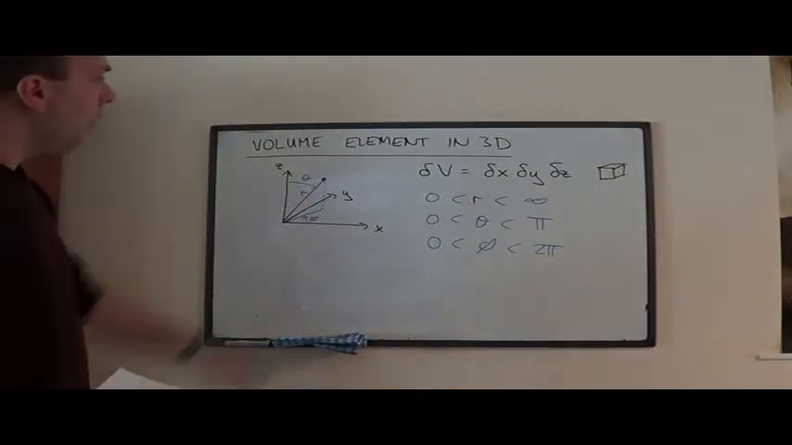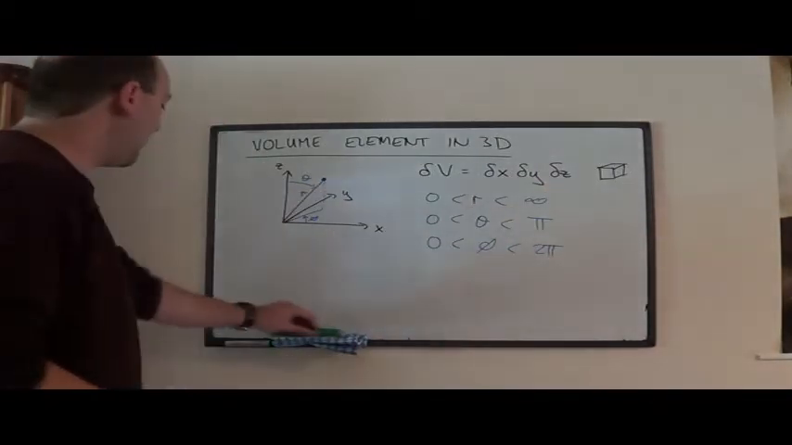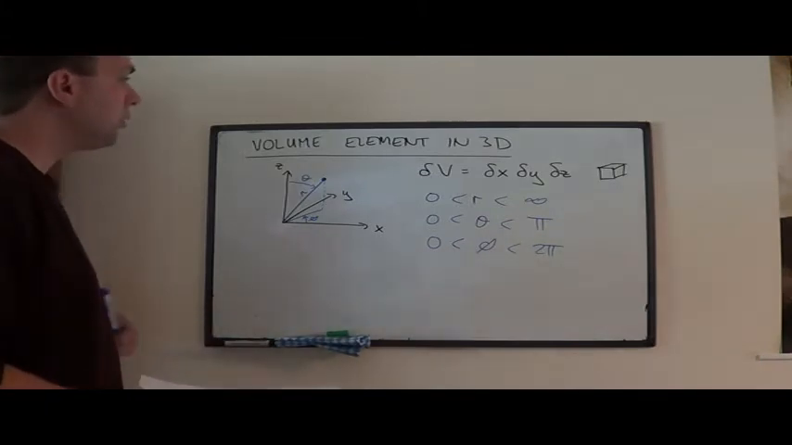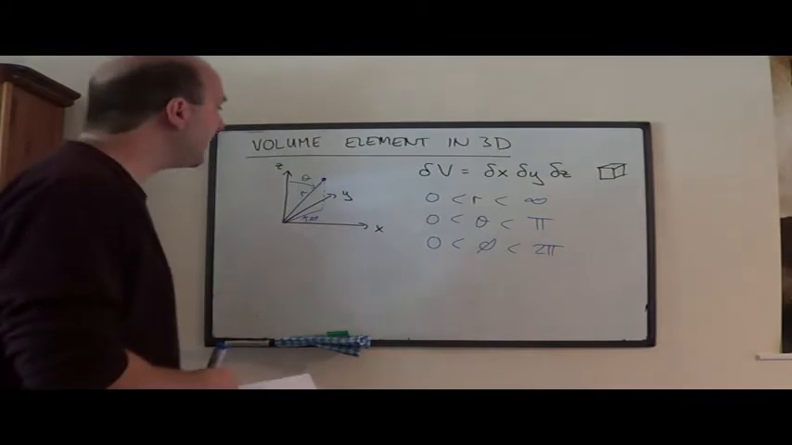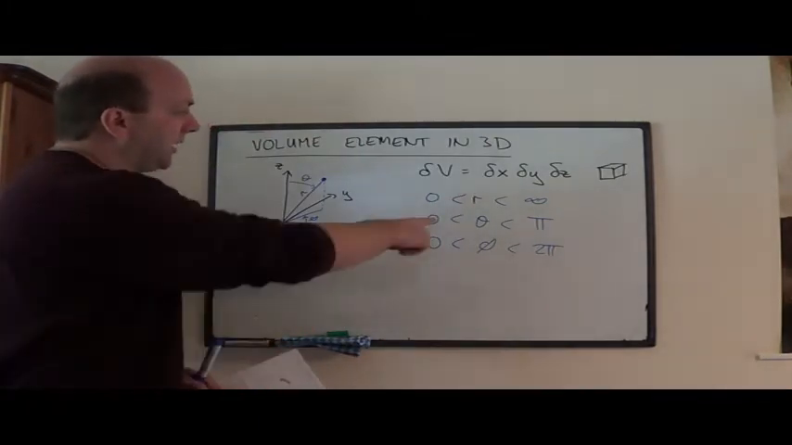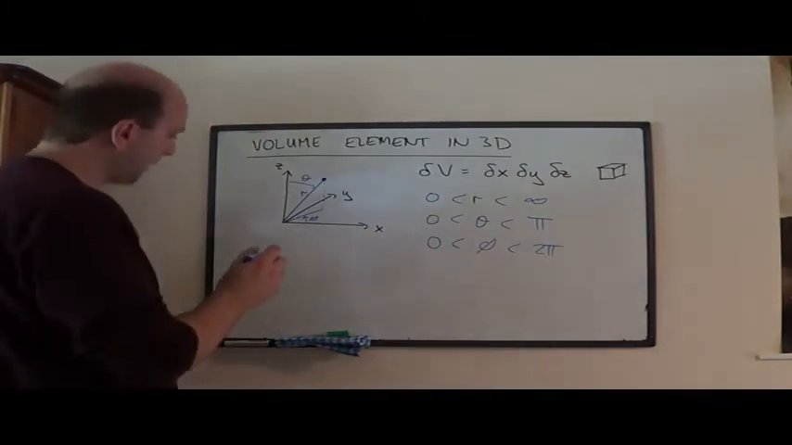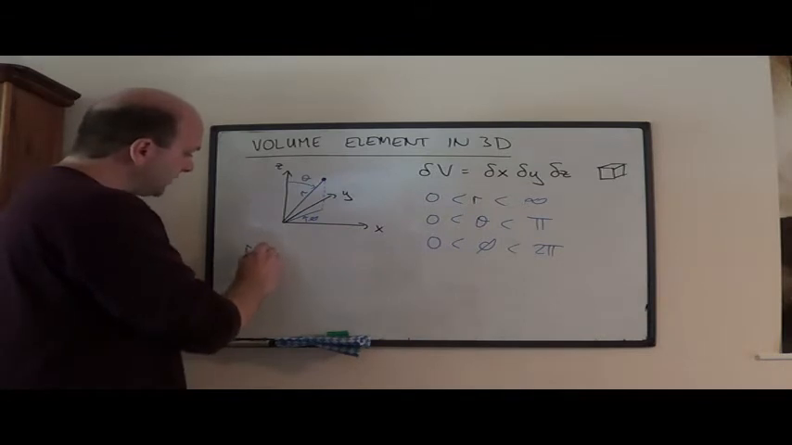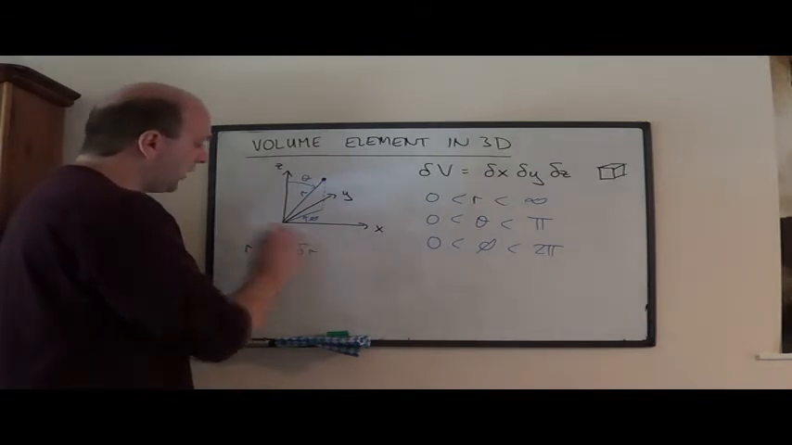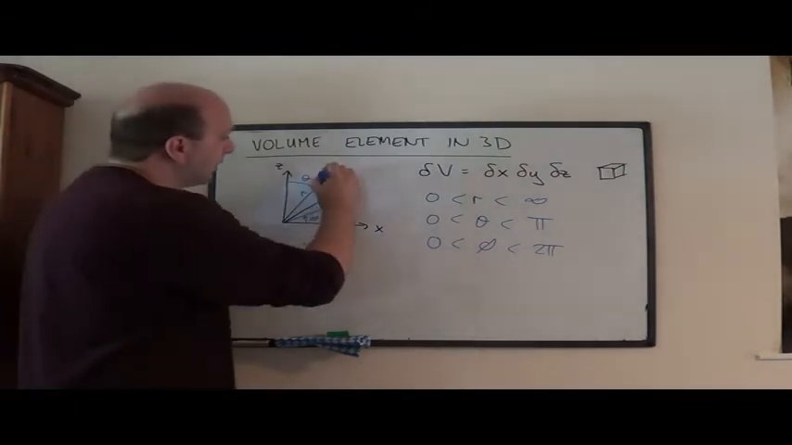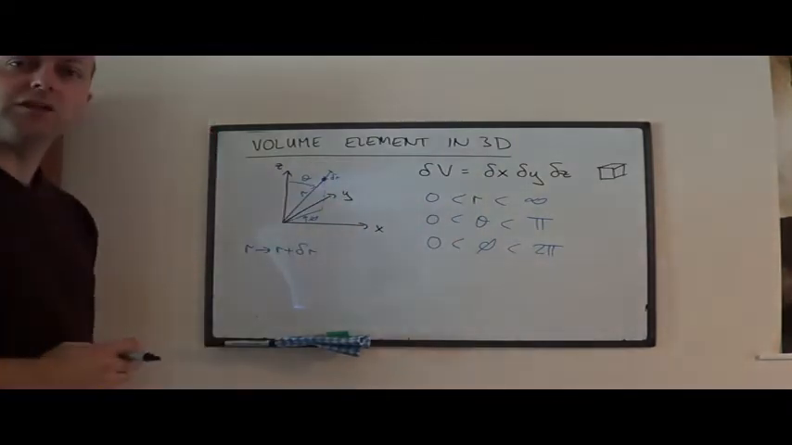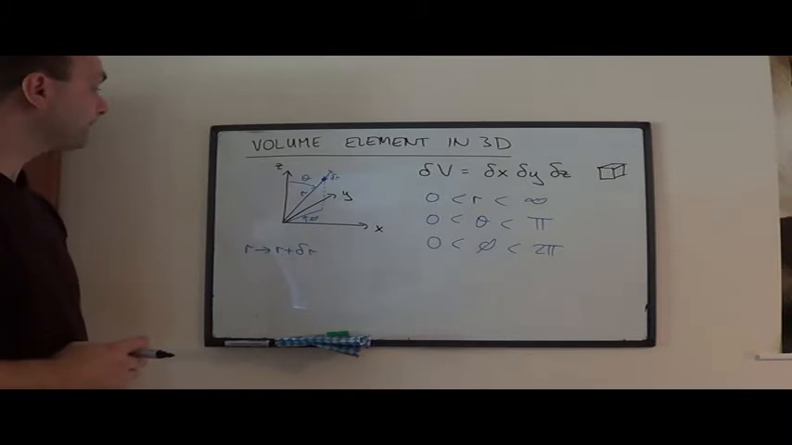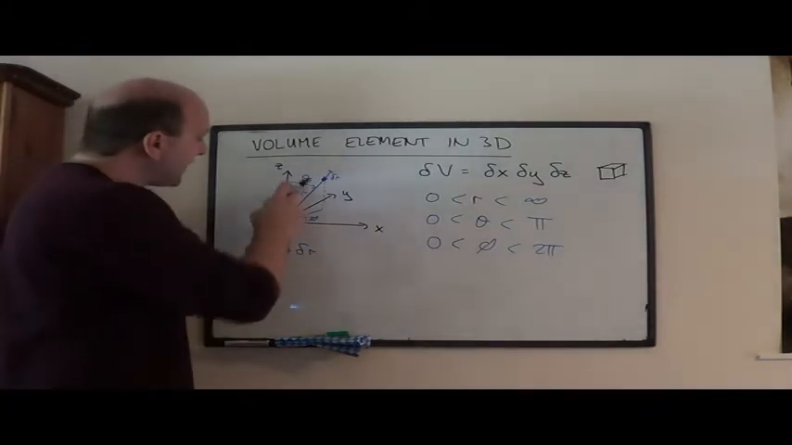Okay, what is the volume element though in polar coordinates? So here, what we want to do is to make a tiny little cube by varying our 3 coordinates. We can vary the radius to r plus delta r, and that will make a little extended delta r side for a cube. We can change theta.